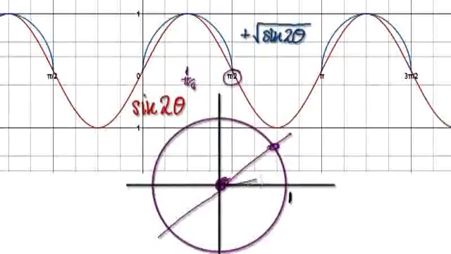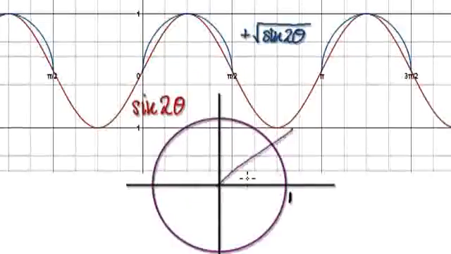So around here, the radius will increase drastically, and then it will slow down, and then it will decrease drastically. The point I'm trying to make is that your radius will do this. It will increase drastically, then slow down, then decrease drastically. So it will look something like that.